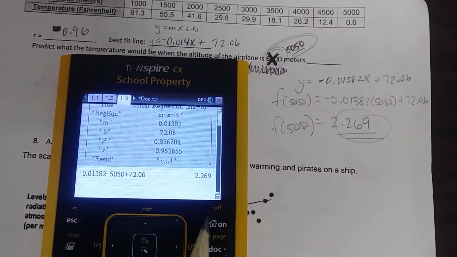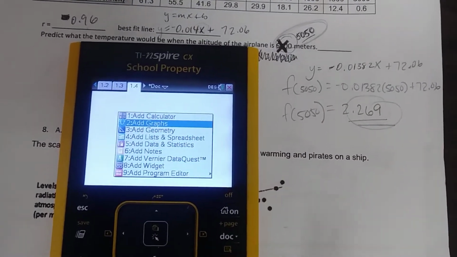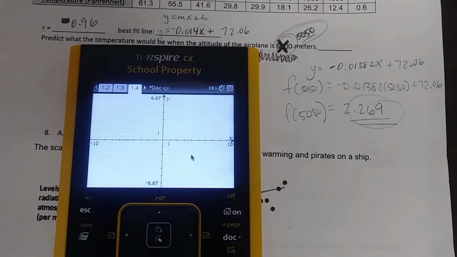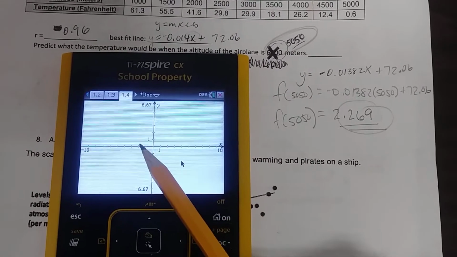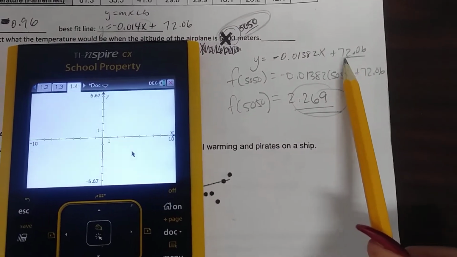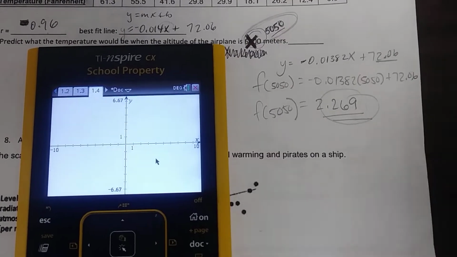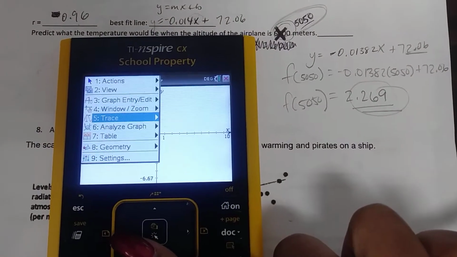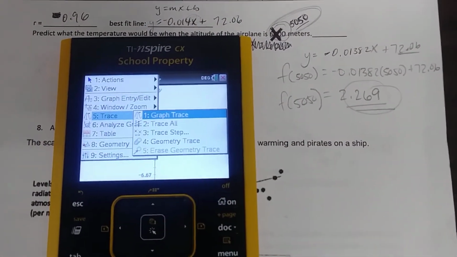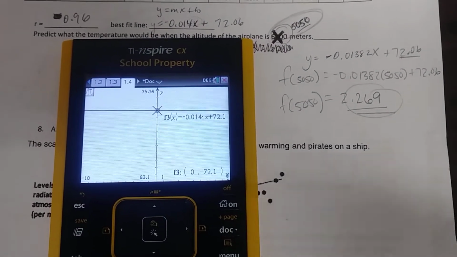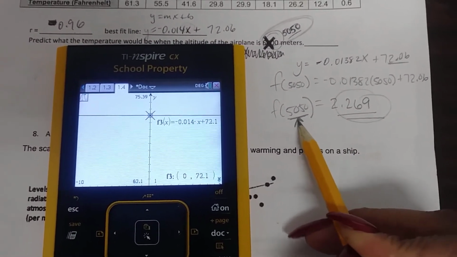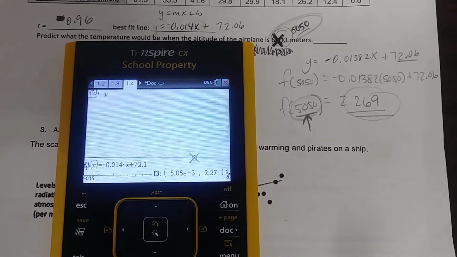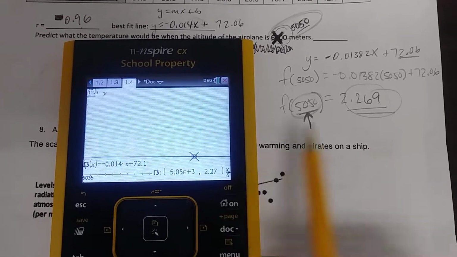Now let's look at the graphing screen. Press the up arrow and look, there is the best fit line. Press enter. I don't see it graphed because the y-intercept is 72, and this only goes up to about 6.67 to be exact. But I can press menu, come down to 5, number 1, trace, enter, and now enter the X value. And there it is, 2.27.